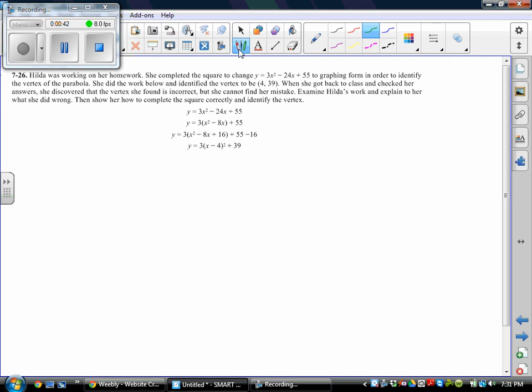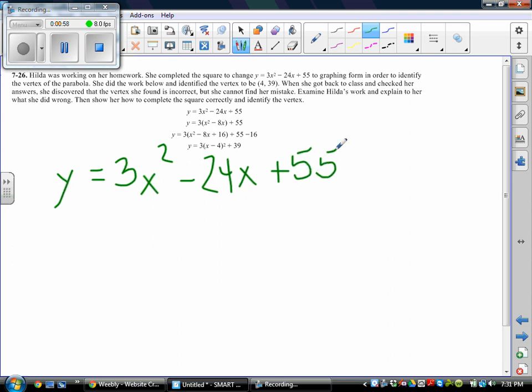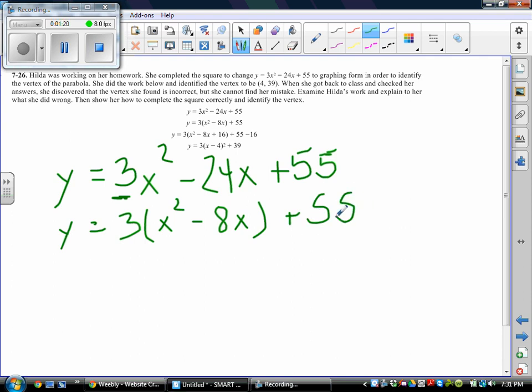So first thing is we have y equals 3x squared, that's your equation, minus 24x plus 55. What we learned in class, or we've seen in homework a lot, is we don't want this to be a value besides 1. So we can factor out just a 3 from the first two terms and leave that 55 alone. If I factor out a 3, I'll be left with x squared minus 8x, and I'm going to just have my plus 55 hanging out over there.